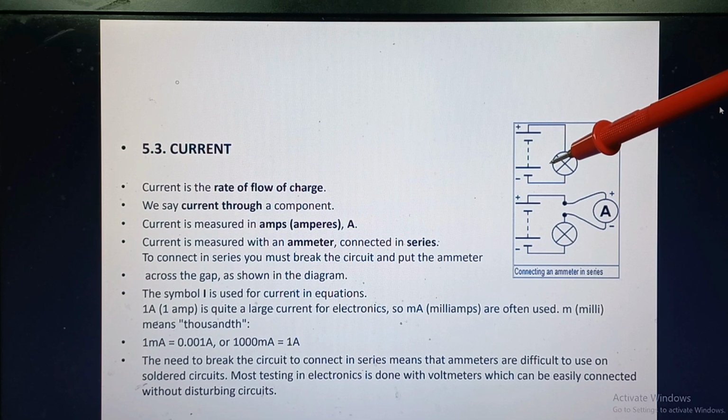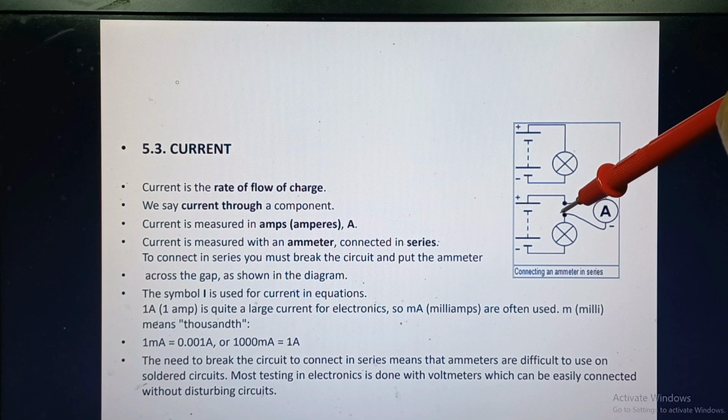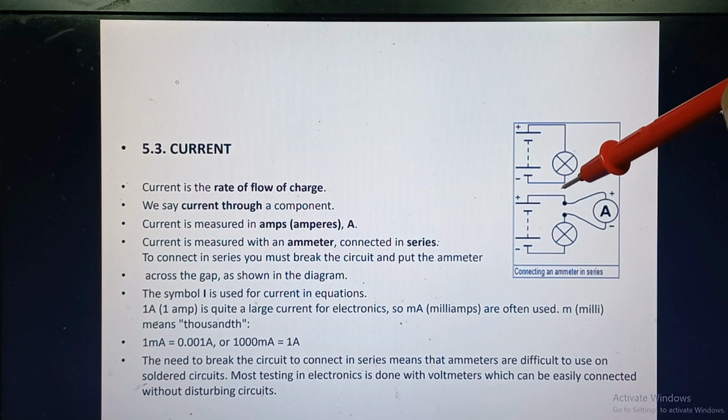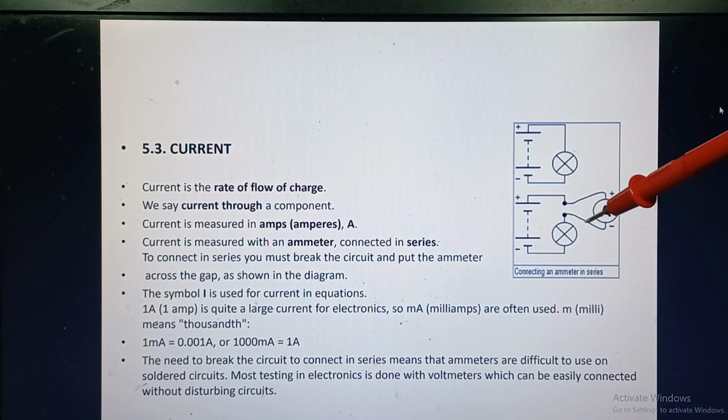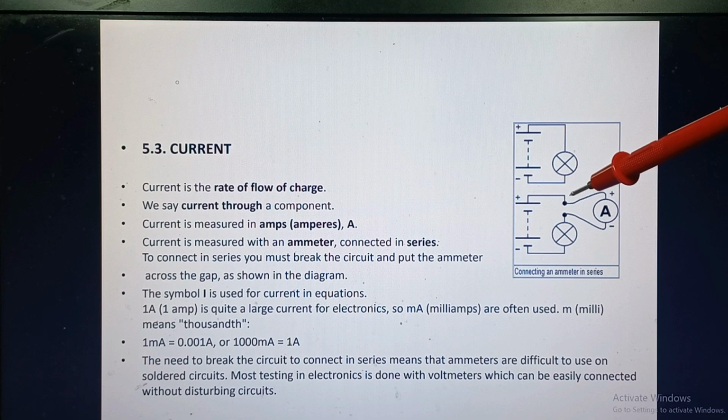Current is measured in amps. A current is measured with an ampere meter connected in series. To connect in series, you must break the circuit and put the ampere meter across the gap as shown in the diagram. Yes, you have created the gap and you have inserted your ampere meter in series with the load of this circuit. Now you are capable of measuring the DC current flowing through the load with the help of this arrangement.